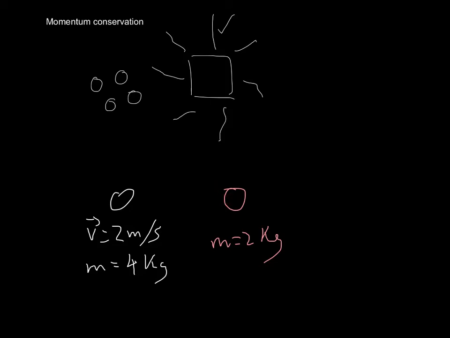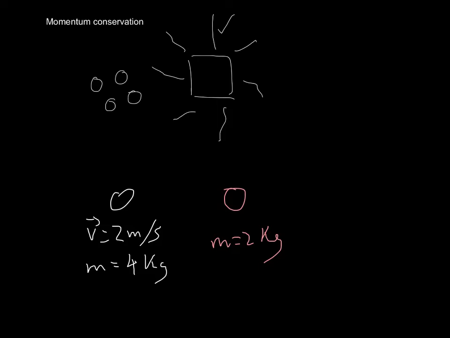Now, the first thing that we need to realize is that in this system, there's no external forces. I'm not touching anything. This is like a pool table. This is moving towards this. This is going to hit that. Something's going to happen, but I'm not touching it. I'm not doing anything to it. So it's an isolated system, which means that momentum is conserved.